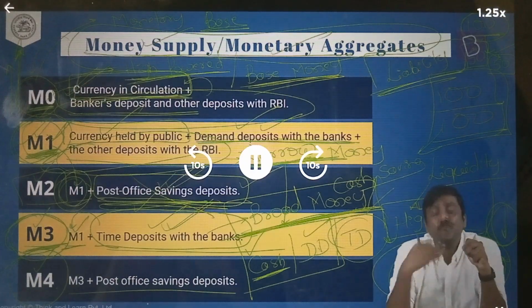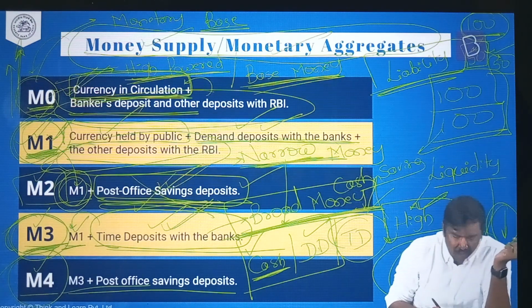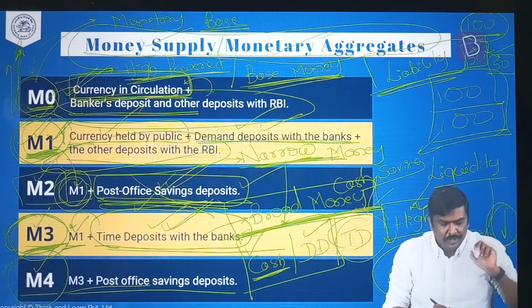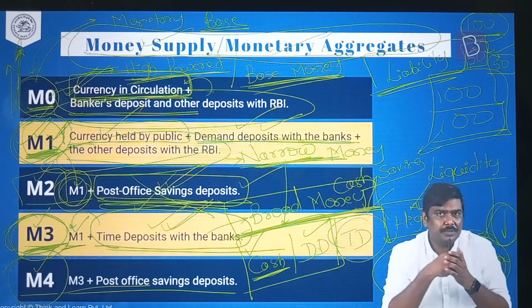add the postal deposits, a post office savings deposit. Then that will give you M4, right? And there is no name for M4, do not worry about it. Now, what is the importance of this for UPSC, right?